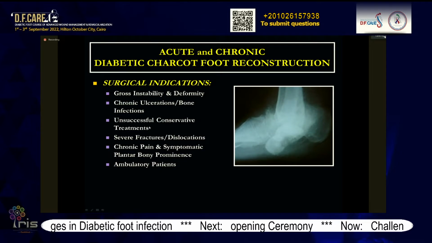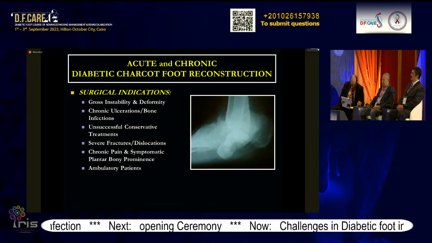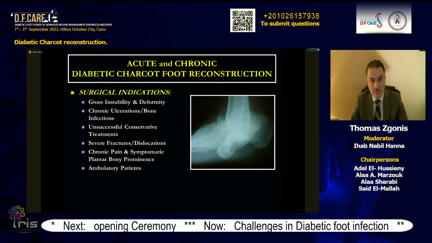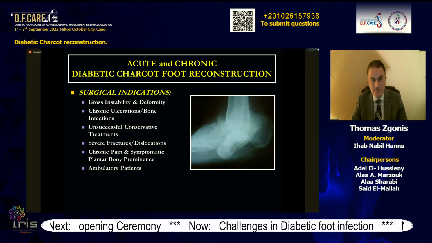Most common surgical indications for the diabetic Charcot foot reconstruction include gross instability and deformity, any unsuccessful conservative treatments with casting and immobilization, severe fractures or dislocations, patients that are ambulatory, and they have previous chronic ulcerations or bone infections.